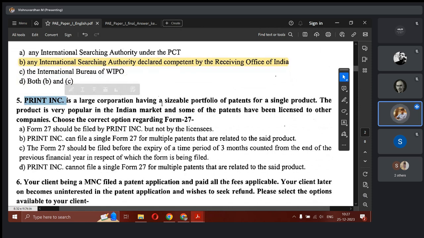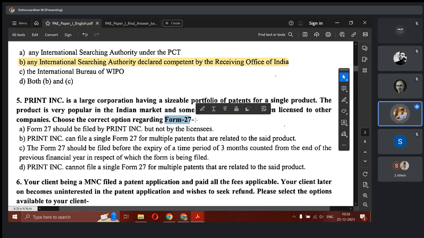is a large corporation having a sizable portfolio of patents for a single product. That means for the same product, they have around 8 to 9 patents, like on the iPhone. Then the product is very popular in the Indian market and some of the patents have been licensed to other companies. Cool. Choose the correct option regarding form 27.